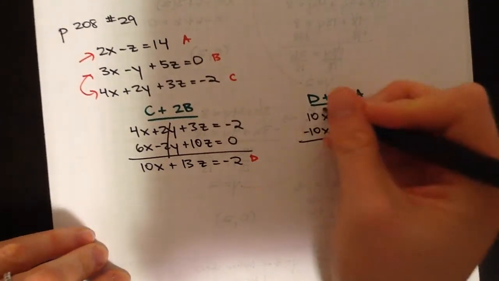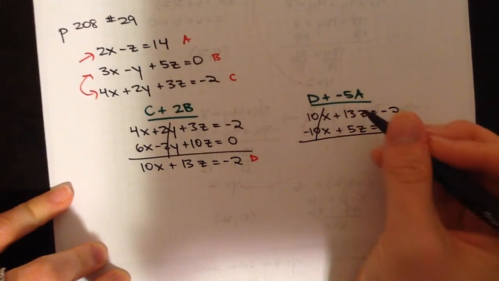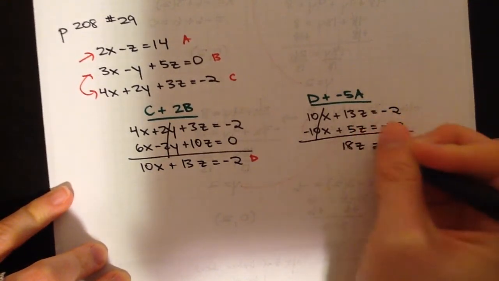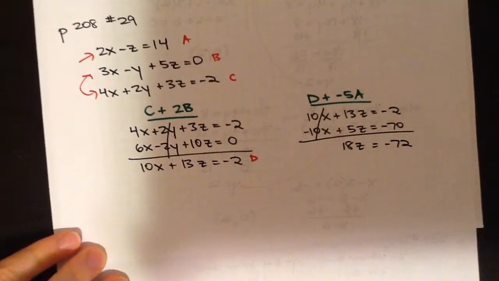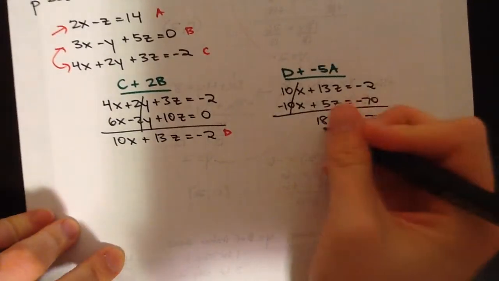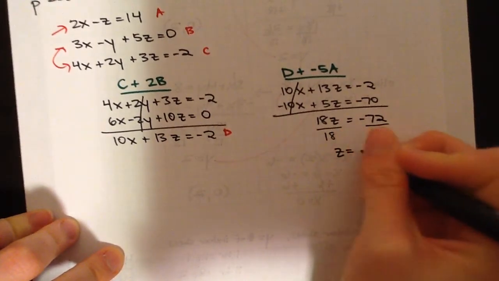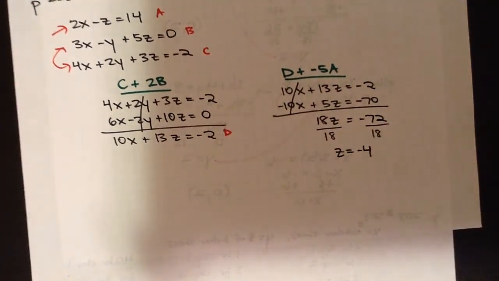Alright, so when we combine these up, the x's cancel. I combine 13z with 5z, and I get 18z equals a negative 72. So I'm about to get my first variable here. Divide both sides by 18. So z ends up as negative 4. So that's my first value.